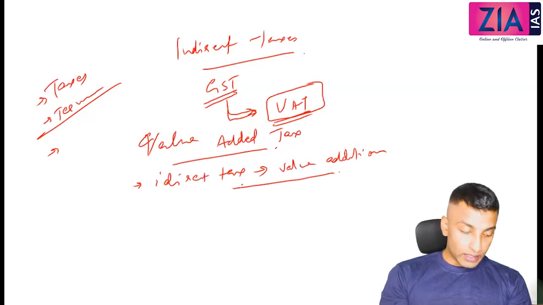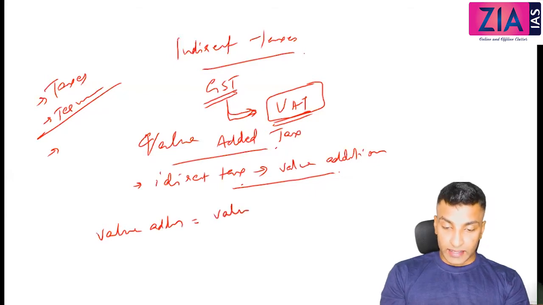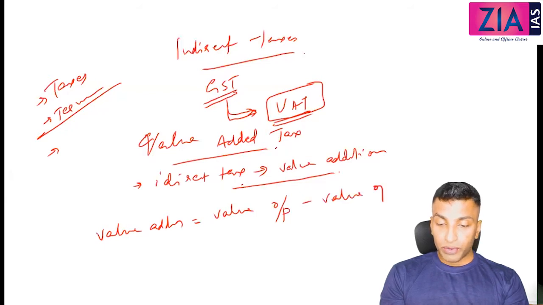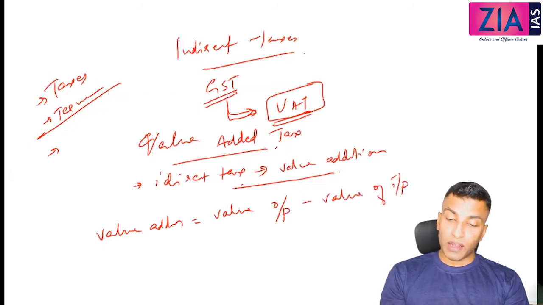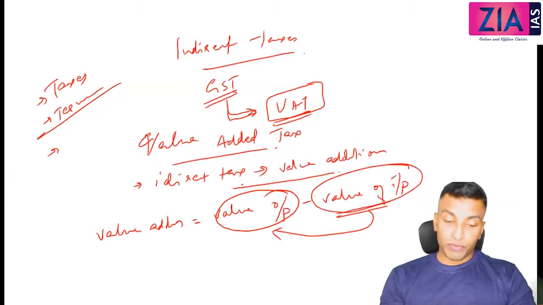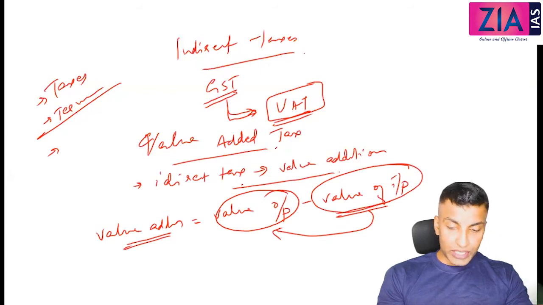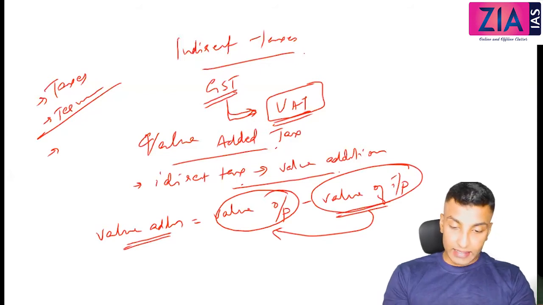So here it will go like this. The value addition means the value of output in each stage, value of output minus value of input. So you will get how much value is added, right? So to the input, what value is added? If you subtract the value of input from the value of output, you will get the value addition, and it can be done at the production stage as well as the sales stage.